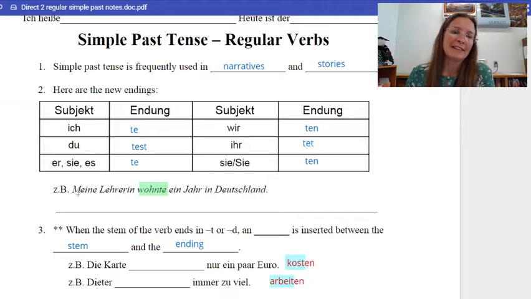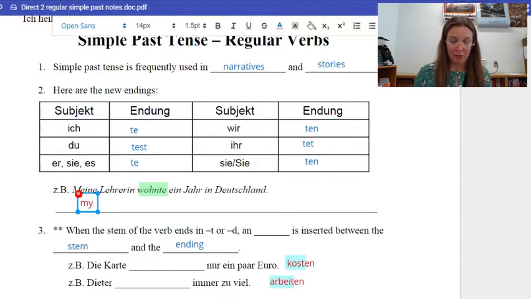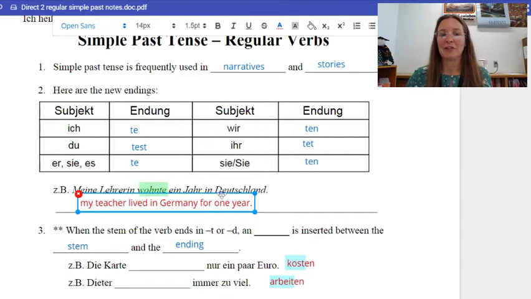Okay? In this example, meine Lehrerin wohnte ein Jahr in Deutschland. That translates to my female teacher lived in Germany for 1 year. Also notice how in English I put the time at the end, but in German it comes before in Germany. Okay, so that's simple, right?